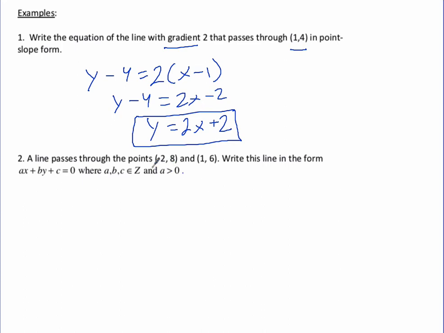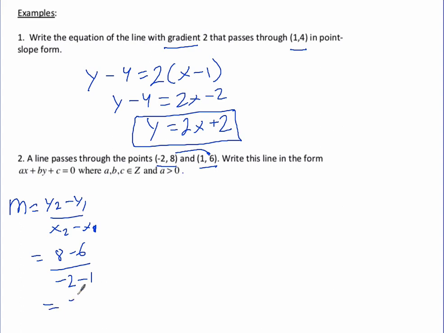Okay, next we have a line that passes through 2 points. Write in general form. So we'll start off by getting the slope with the slope formula. Okay, so that's the slope formula. So we can start with 8 minus 6 over negative 2 minus 1, which gives you 2 over negative 3, which is negative 2/3. Okay, then we can do the point-slope form. y minus, let's use this one. You can pick either point, it's the same thing.